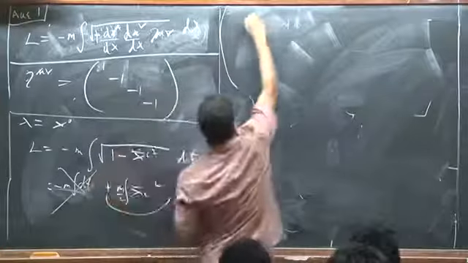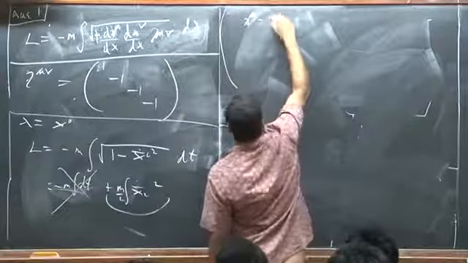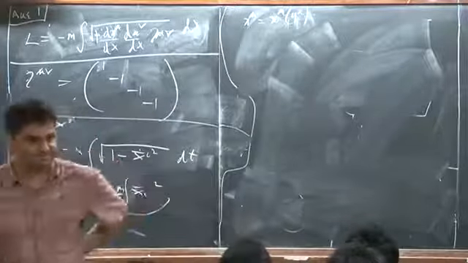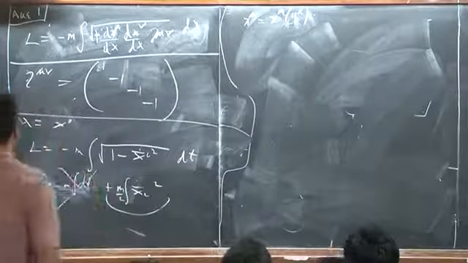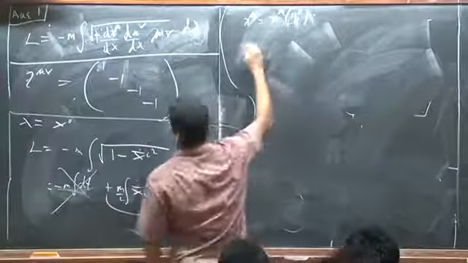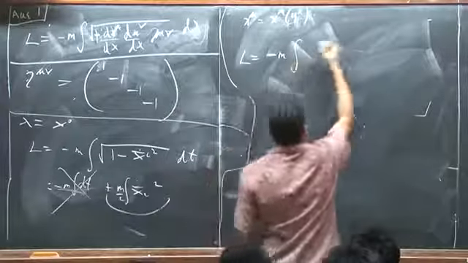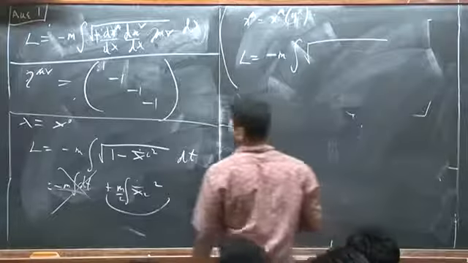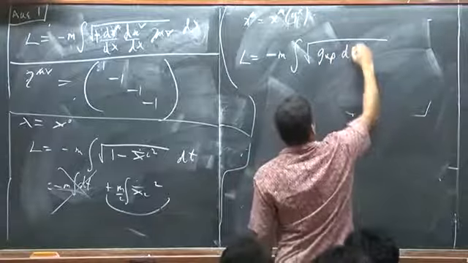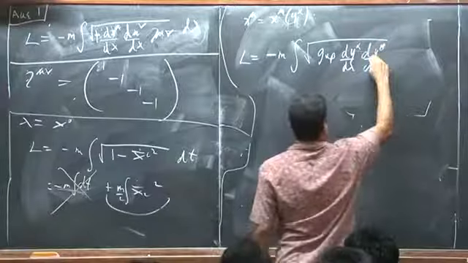So, suppose I have x mu, which are the coordinates in some inertial frame, are some arbitrary functions of some new coordinates which I call y. Okay? Now what happens to this Lagrangian? Well, clearly you get the following. The Lagrangian goes to minus n integral g alpha beta dy alpha by d lambda dy beta by d lambda.